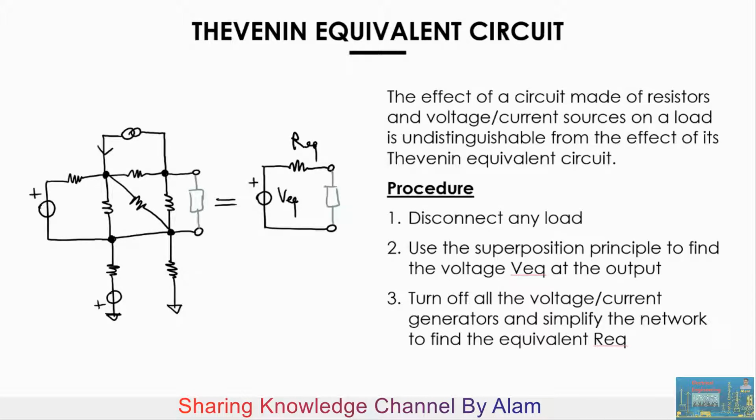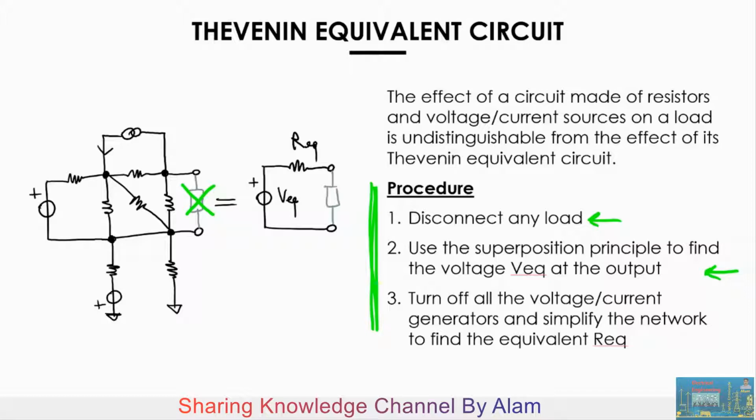Alright, now the question is, how do you find the Thevenin equivalent of a circuit? Well, there is a procedure that you have to follow that is indicated here. Step 1. Disconnect the load. The Thevenin equivalent is meant to represent the rest of the circuit, so the load cannot be part of it. So in this case, we will just eliminate this.